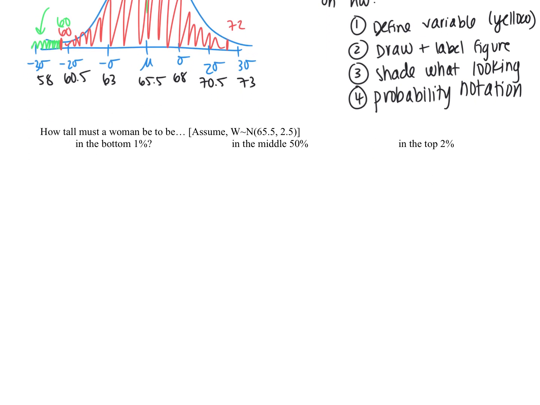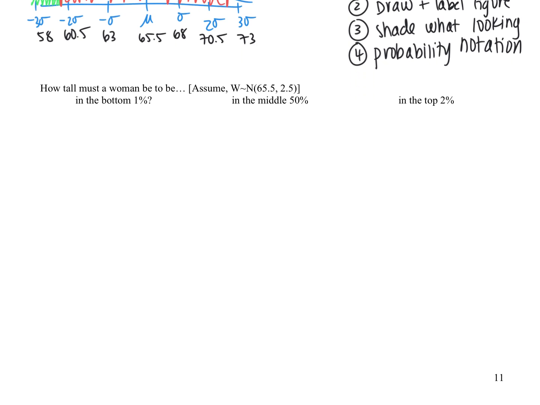Likewise though, let's go in the reverse direction. We're not going to do all of them just in the interest of time. So we are going to do this middle 50% and the top 2%. So first thing, like I said, expectations above. Let's define the variable one more time. Women's heights are normally distributed with a mean of 65.5 and a standard deviation of 2.5. Don't get lazy. Write that for every new problem.